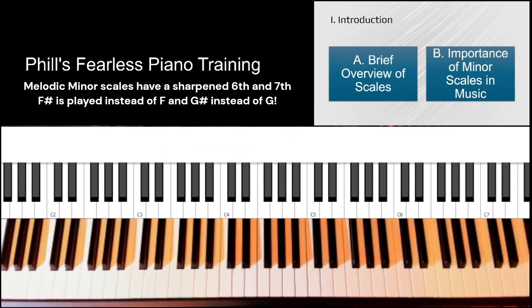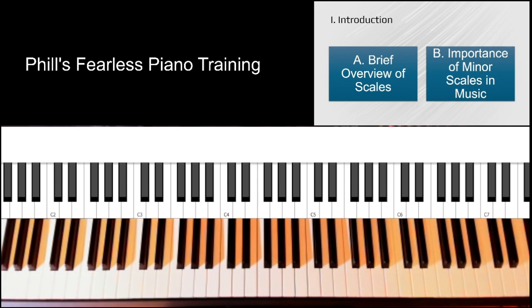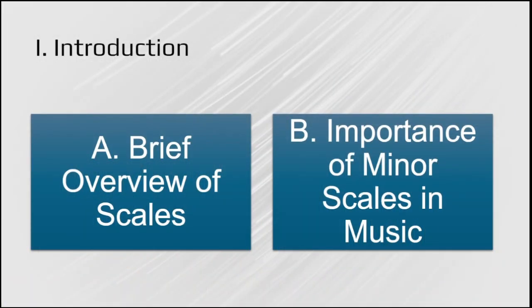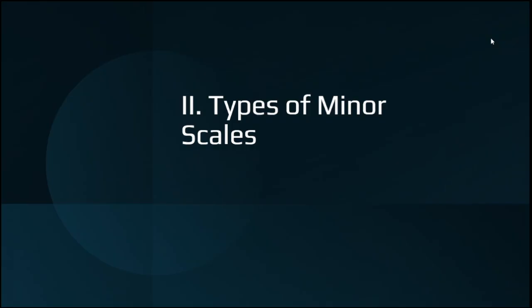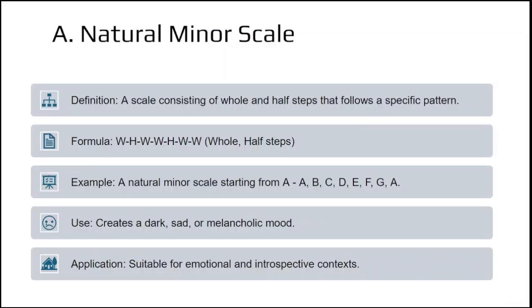So we're going to take a look at those, all 3 of them, and I'll break them down with a few ideas. But for now, let's jump into a little bit of the theory just to make sure you've got a solid base. So, the types of minor scales. Number 1, natural minor scale.